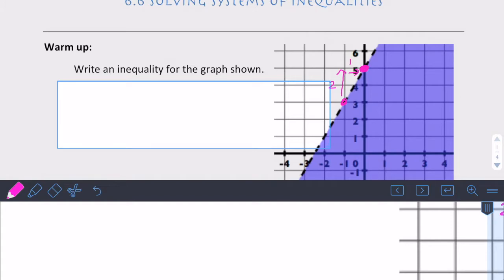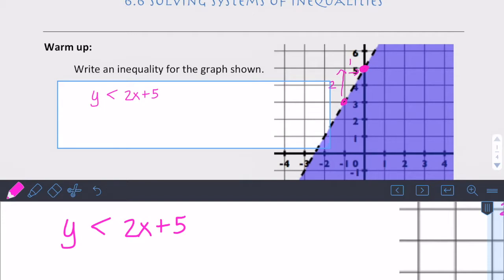So if I was going to write an equation for the boundary line on this graph, it would be y equals 2x plus 5. But since it's an inequality, I'm either going to have y is greater than 2x plus 5 or y is less than 2x plus 5. If you look at the shaded region on this graph, it's below your boundary line. So that means it should be y is less than 2x plus 5, because it's all the ordered pairs where if you plug in their x and y values, it's going to be below that line.